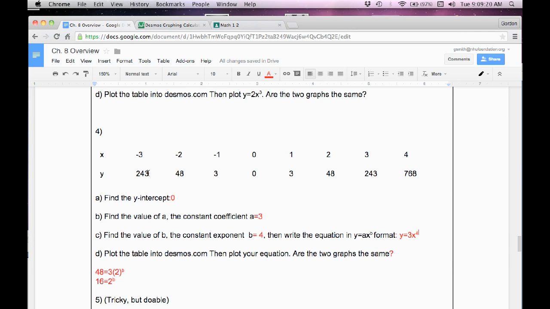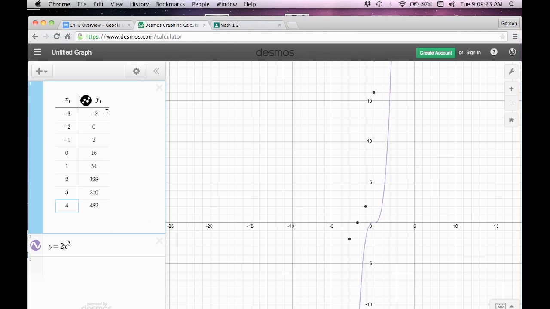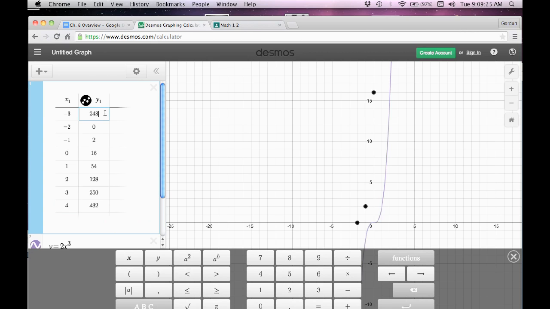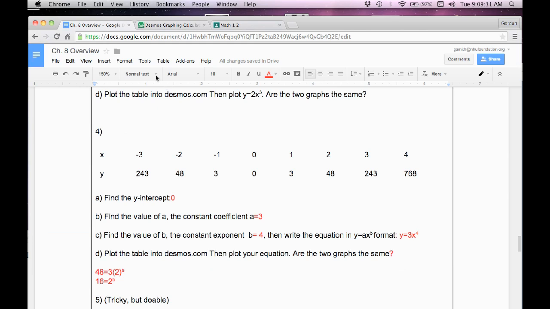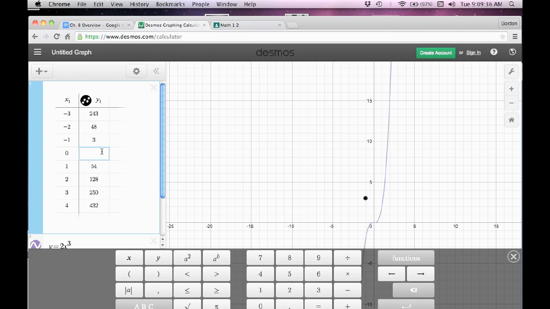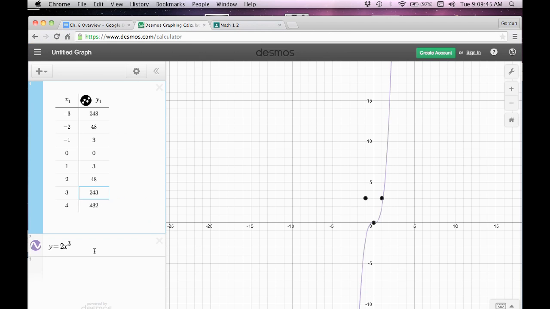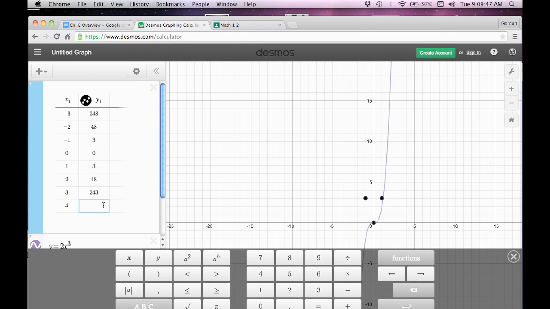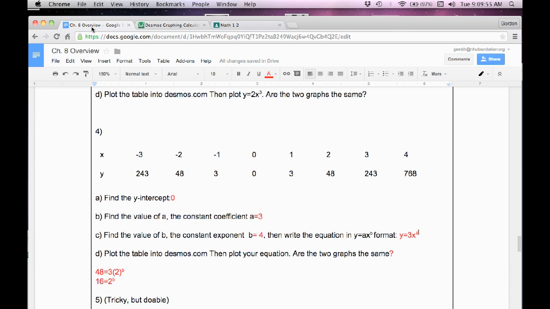And here we go. 243, 48, 3. Really weird set of numbers. 243, 48, 3, 0, 3, 48, 243. Ah, it's a palindrome. That's nice. Look at that. 0, 3, 48, 243, and then the last one, 768. You might have thought it was weird for a palindrome here, but you actually get a lot of palindromes when you have even exponents. Something to keep in mind.